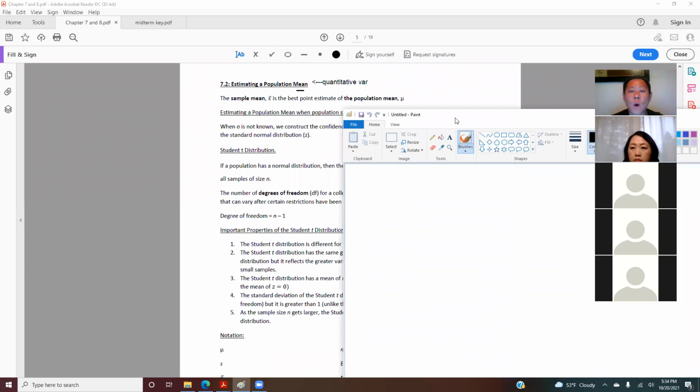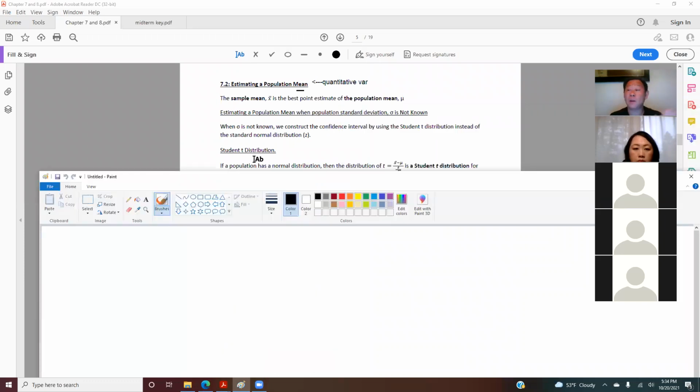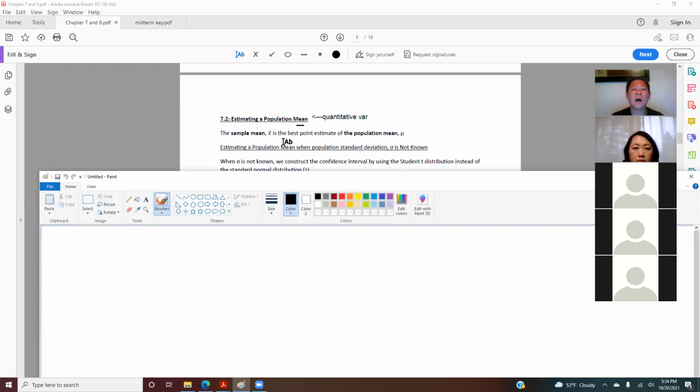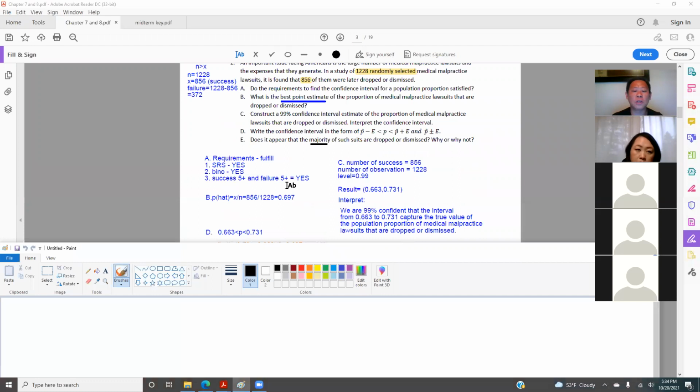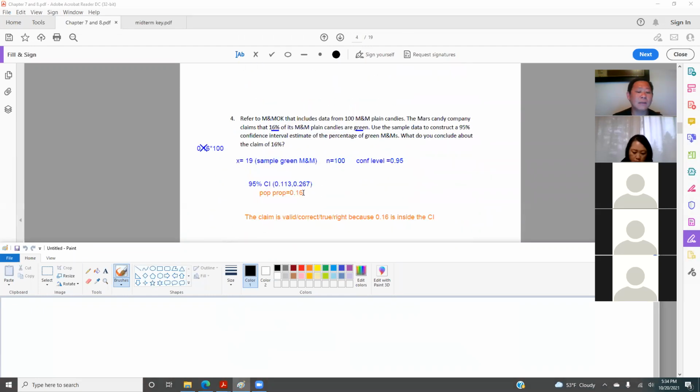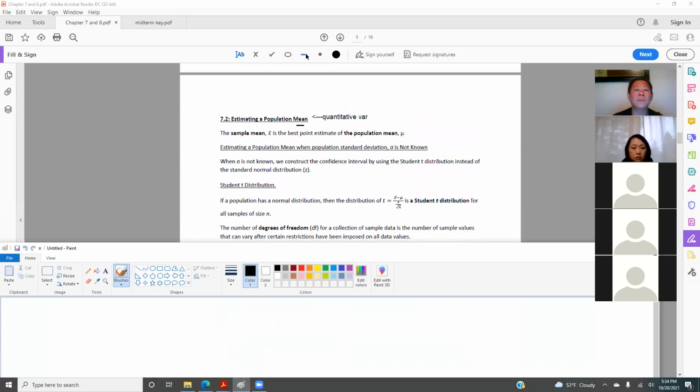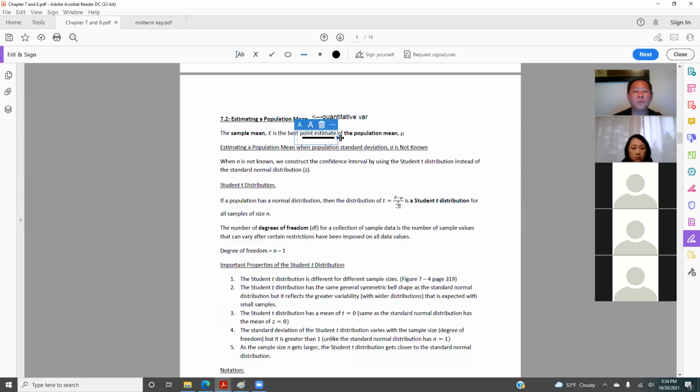So what happens in the quantitative variables? We don't talk about proportion, percentage, probability, they're all linked together. Now we talk about mean. Okay, so if you remember the best point estimate for the proportion, part B, what is the best point estimate? The best point estimate is the sample proportion p hat. So for this case, what is the best point estimate for the population mean? The best point estimate in this case is the sample mean.